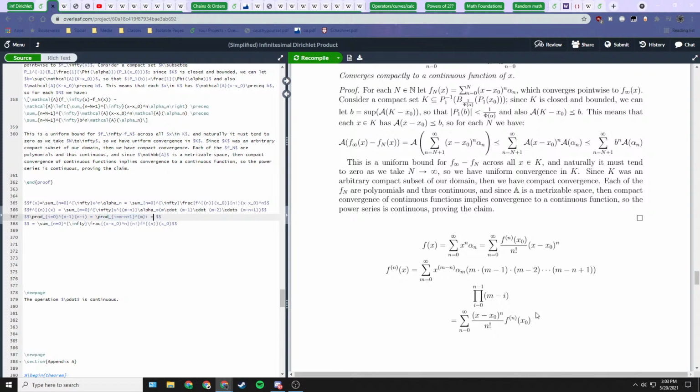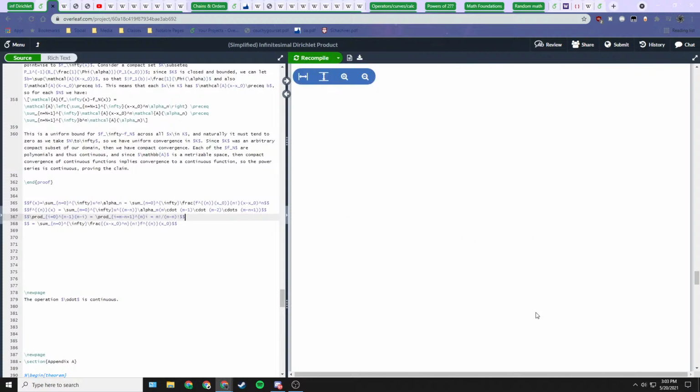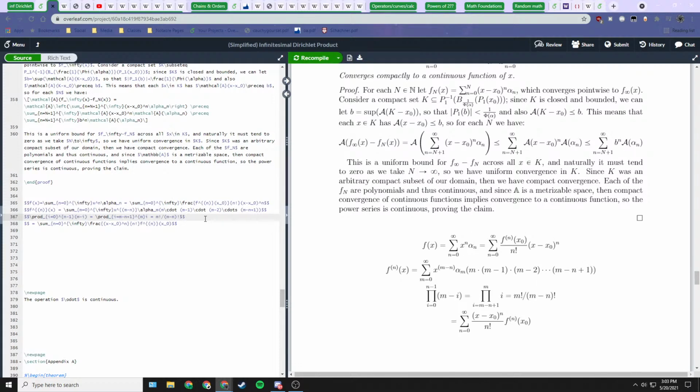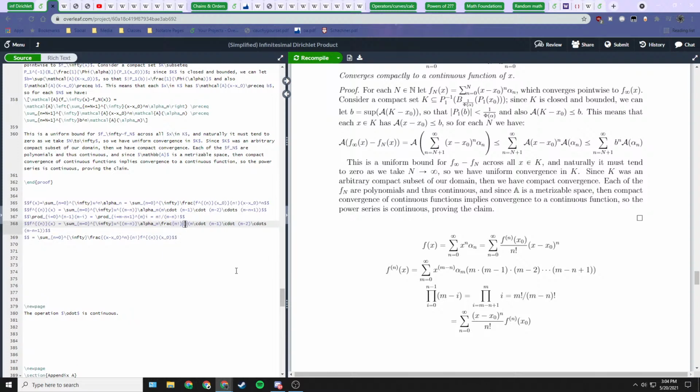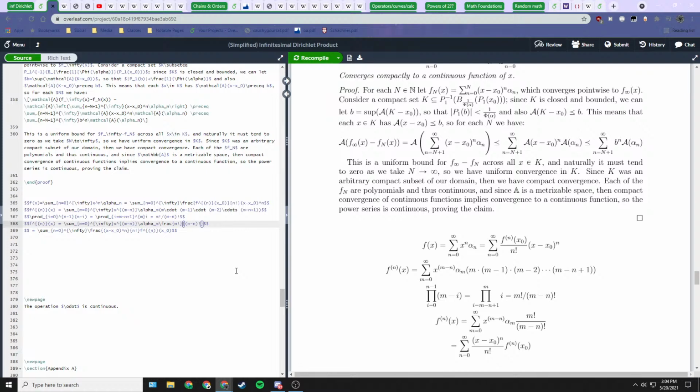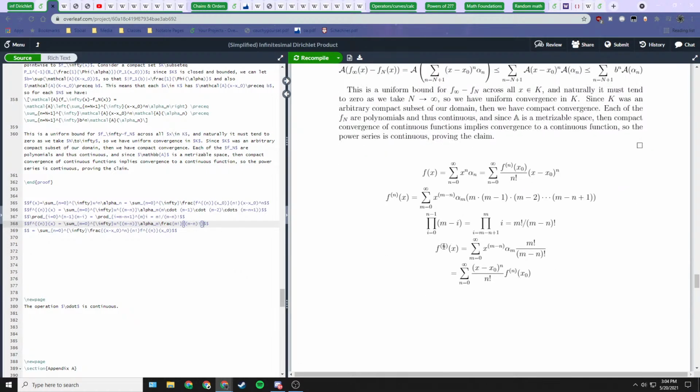And we can rewrite that as m factorial divided by m minus n factorial. That's correct. So we have this repeated product as m factorial over m minus n factorial. So this would give us our derivative. We have this repeated thing as m factorial over m minus n factorial. So this would be our nth derivative.